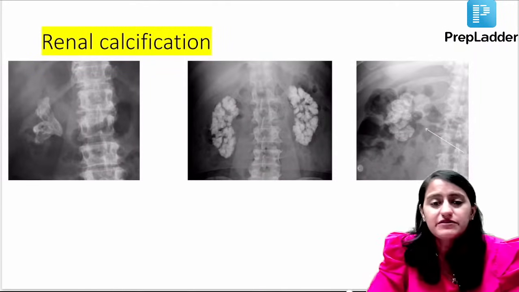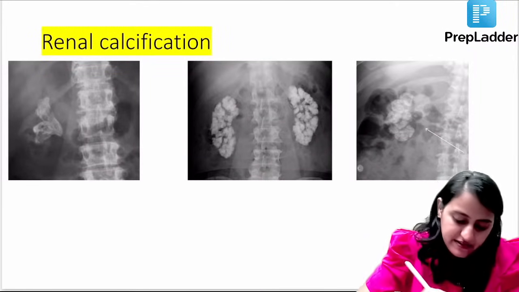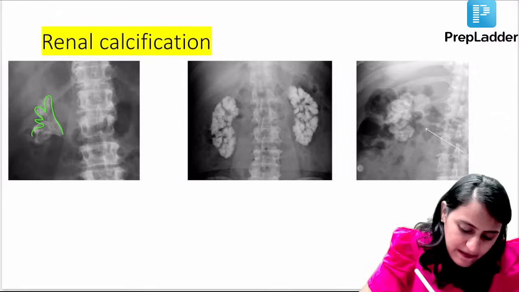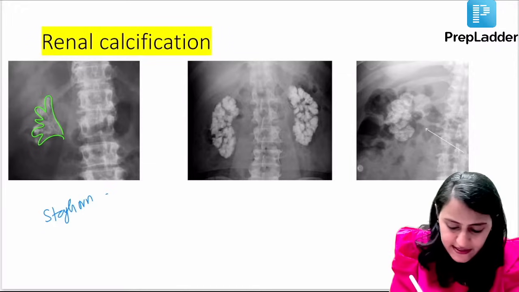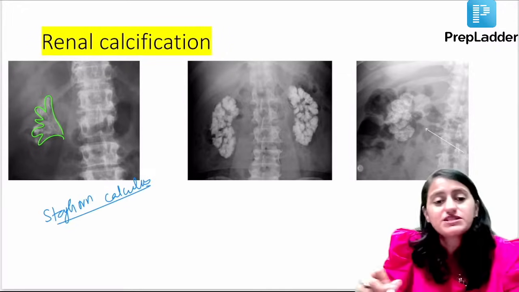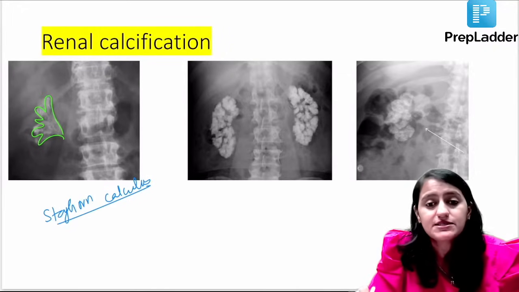Okay. Coming to the various calcifications in the kidney, what is the first one? Which has this shape like the stag horn. So this is going to be stag horn calculus. Seen commonly with Proteus or Klebsiella infection, urease positive.